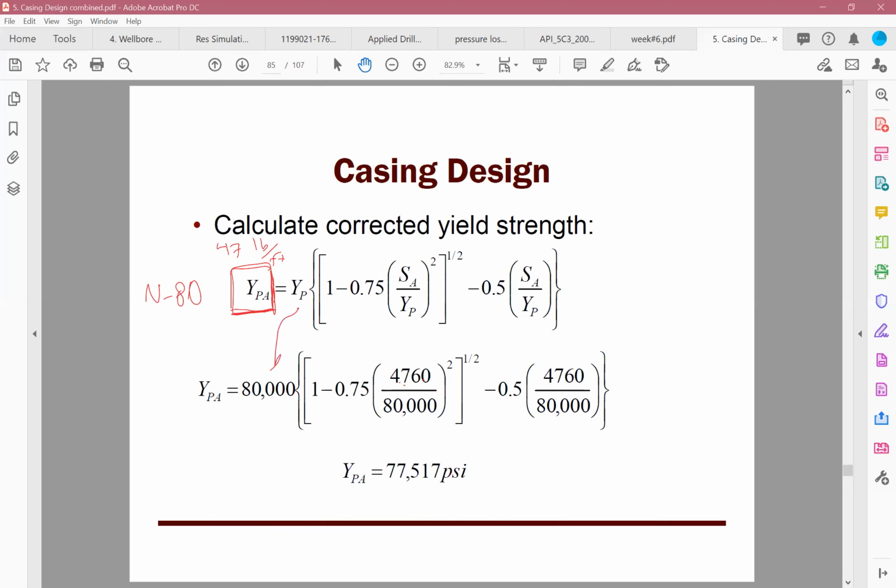That means that your current minimum yield strength is 80,000 PSI, times 1 minus 0.75, the stress that is being applied to that casing, divided by yield strength, and you are getting 77,517 PSI. That means that now the casing is not basically 80,000 PSI minimum yield strength, but it is 77,000 equivalent yield strengths. Does it make sense so far? Any questions?